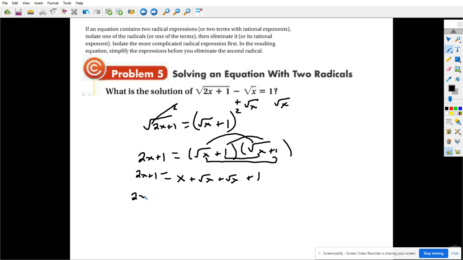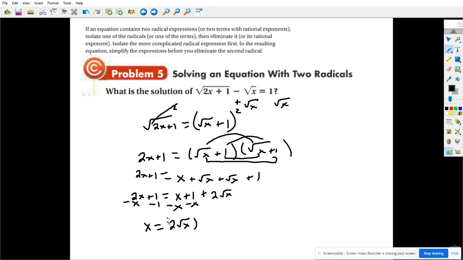So when I rewrite this, 2x plus 1 equals, look what I have here. I've got x plus 1 plus the square root of x plus the square root of x is 2 square root of x. So to do this problem, I've got to redo everything and get the radical by itself again. So I need to get all of these terms over to this side. So I'm going to subtract x. I'm going to subtract the 1. So I'm left with 2x minus x is x. 1 minus 1 is 0 equals 2 times the square root of x.